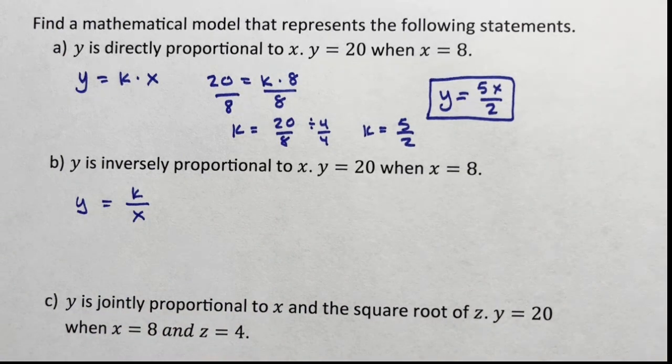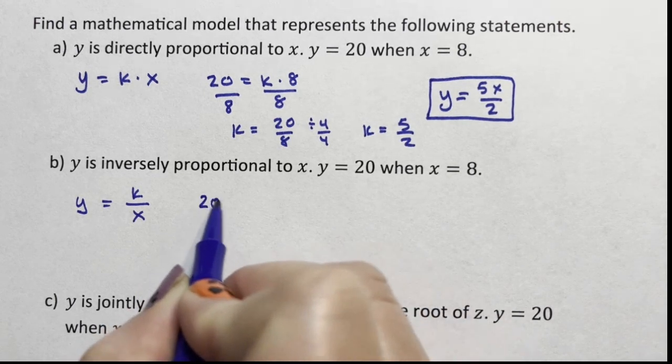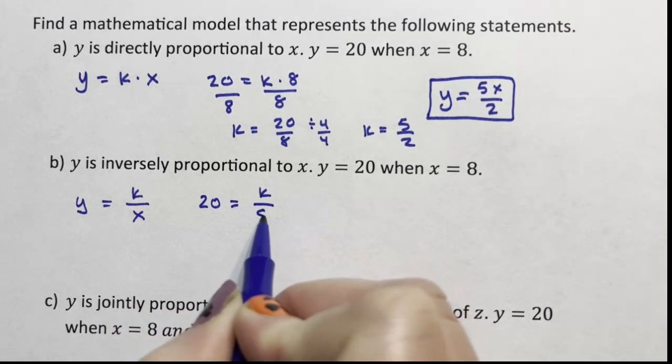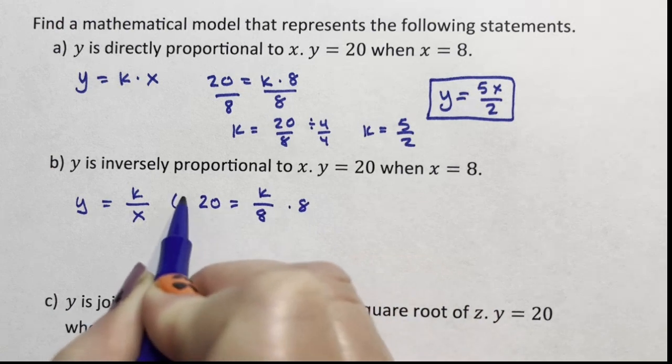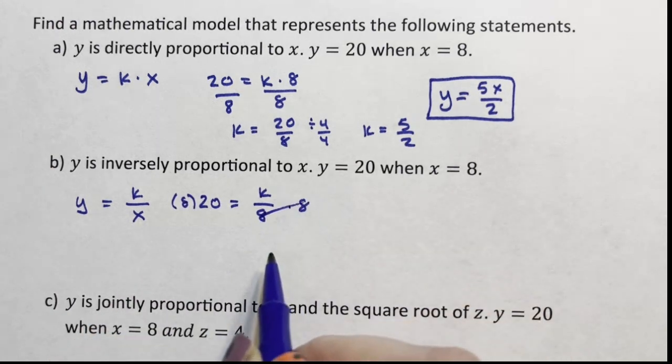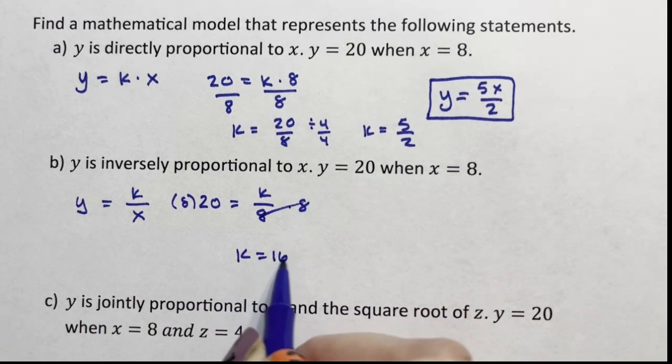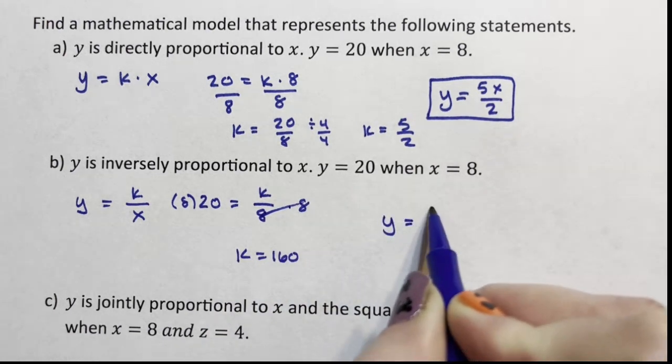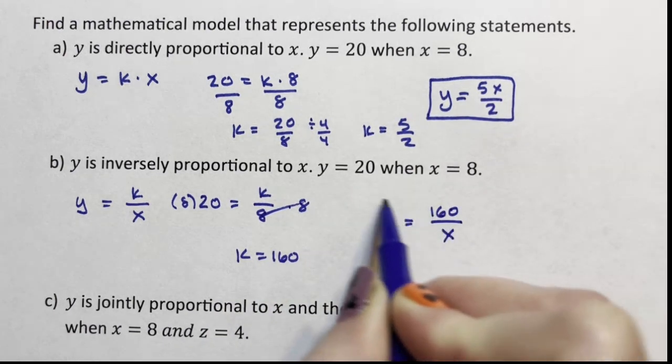K is your constant of proportionality, and it is the constant in every inverse or proportionality question. 20 equals k divided by 8. This time I will multiply to get k by itself. K is equal to 160. Y equals 160 divided by x.